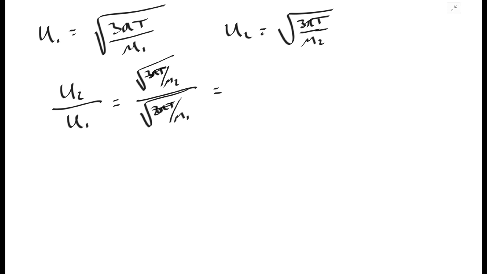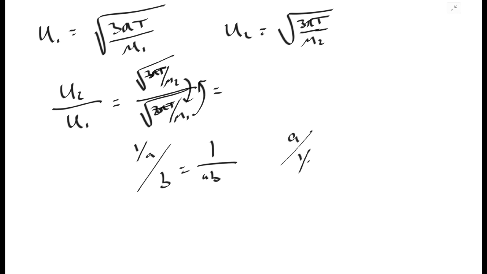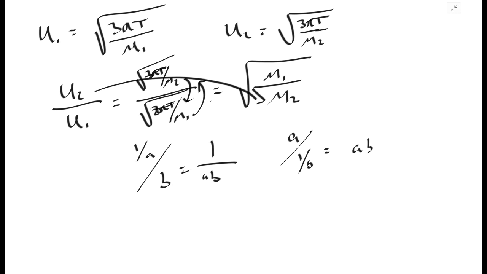The 3RTs cancel out, and then you're going to get a sort of flip-flop, because 1 over A over B is equal to 1 over AB. A over 1 over B is equal to just AB. So that's why the M1 and M2 here, they switch sides, and you get M1 over M2. That's why you get that reversal in the rates for effusion and diffusion. So a heavier thing will effuse or diffuse slower than a light thing. And it goes with the square root just because kinetic energy is 1/2 mv squared.